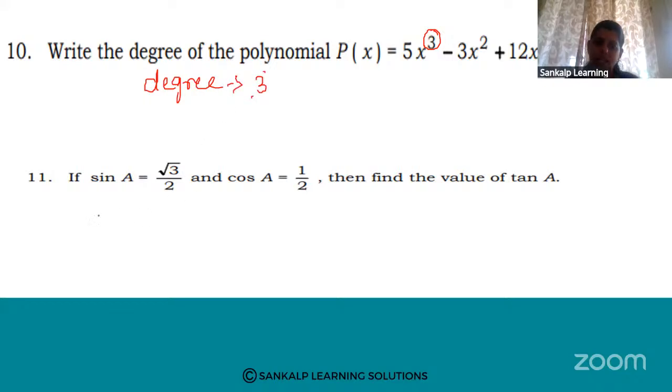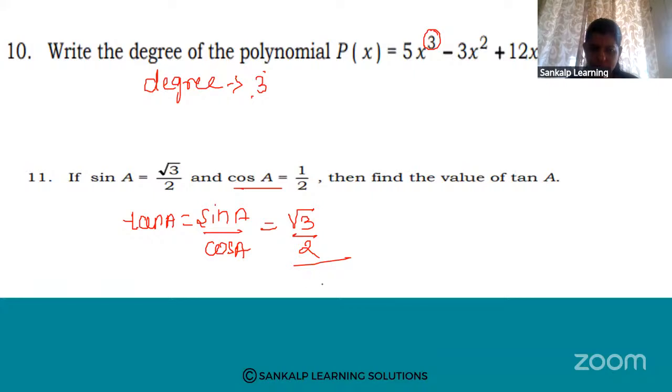Next, if sin a is equal to root 3 by 2 and cos a is equal to 1 by 2, then find the value of tan a. So what is tan a? Tan a means sin a divided by cos a. Yes or no? Tan a is sin a divided by cos a. So sin a value is root 3 divided by 2 and cos a value is 1 by 2. So 2 and 2 will get cancelled. This is root 3 by 1. Root 3 by 1 means it is root 3.